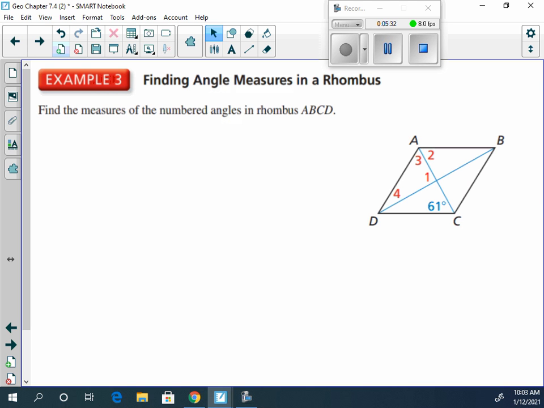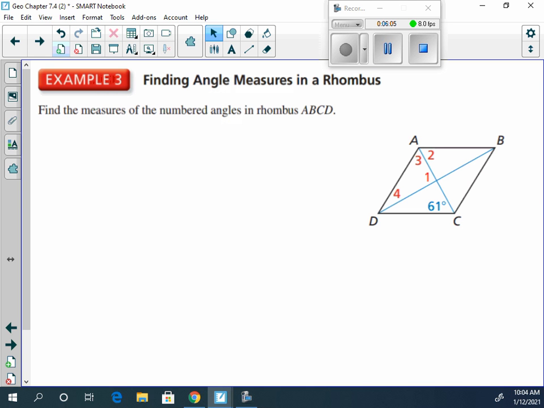There's going to be an assignment over this. It is in Big Ideas. Now, what we want to do is find the measured angles that it's asking for, the numbered angles for this here. Now, angle 1 is actually the easiest angle to find. Because the diagonals in a rhombus do what? They intersect at what? 90 degrees. They're perpendicular to each other. So since this is a rhombus and the diagonals intersect, they're going to intersect at 90 degrees.